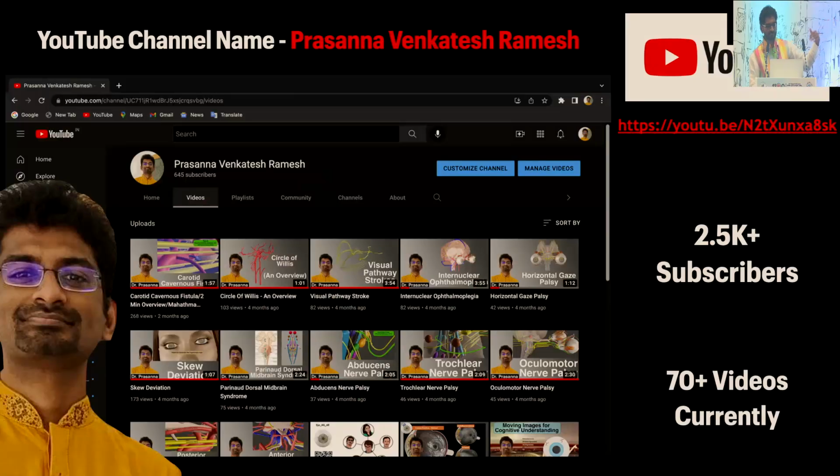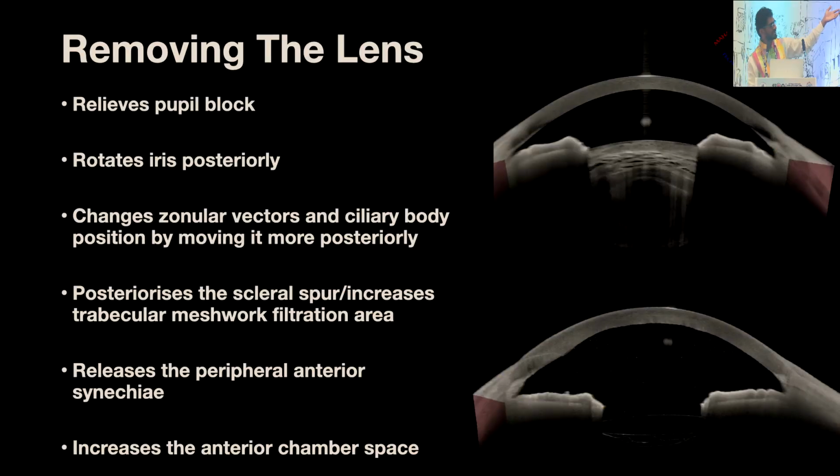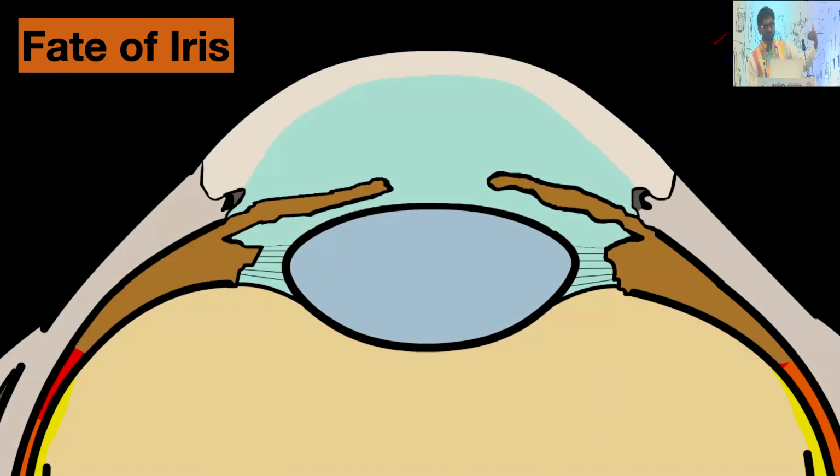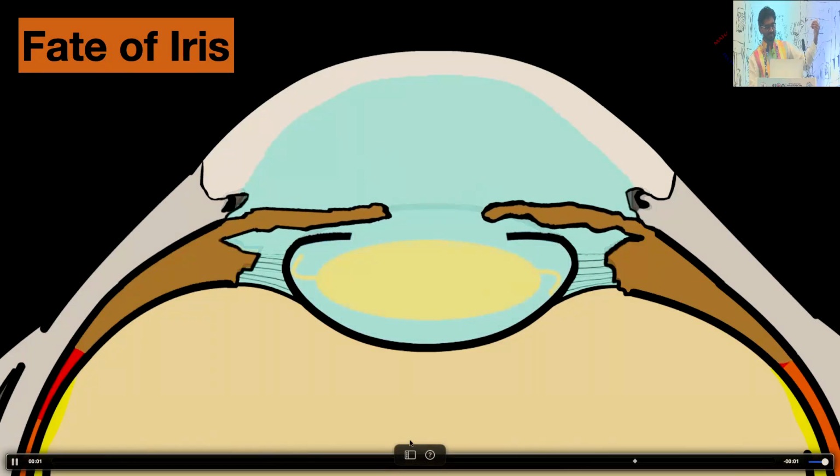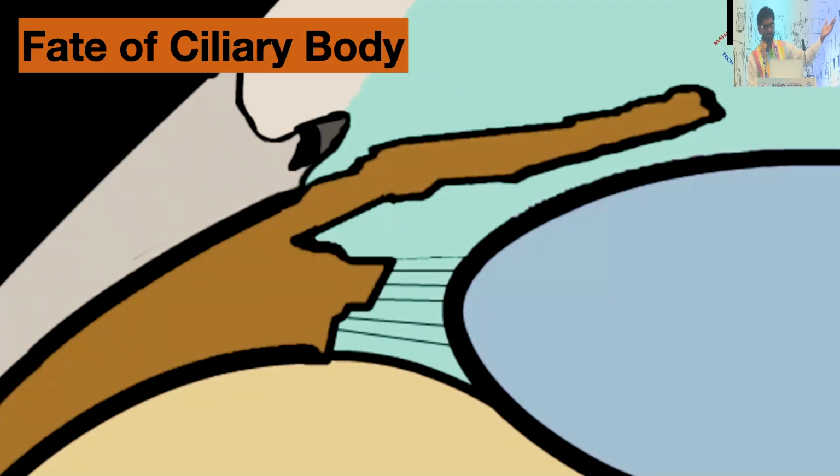So this led to a lot of videos, and this is my channel, and it goes under my name, Prasanna Venkatesh Ramesh itself, which you can go and see, all these videos that we have created, a video-based atlas. So that kept pushing us further and further into basic sciences. What happens when we remove a lens? All these video-based animations are done by us. The fall of the ciliary body, the fall of the scleral spur.